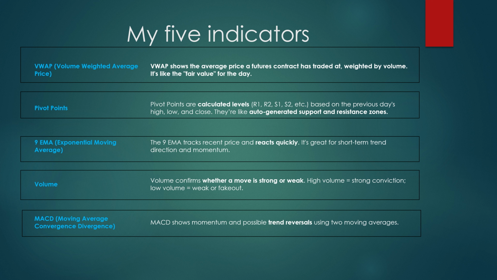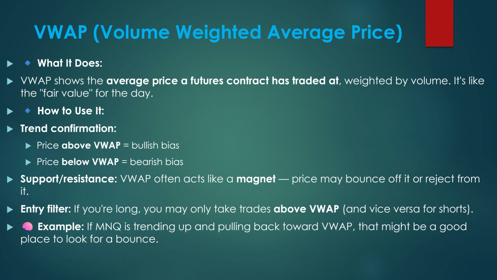Your volume confirms whether a move is strong or weak. High volume equals strong conviction. Low volume equals weak, or a possible fake out. And then your MACD shows momentum and possible trend reversals using 2 moving averages. How it's used: it helps you with trend confirmation.